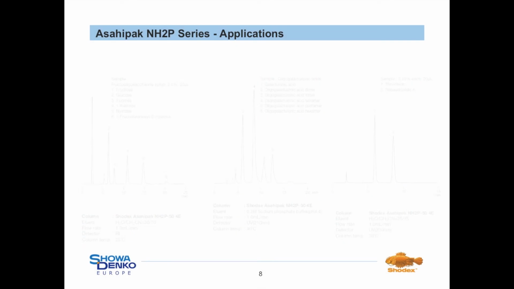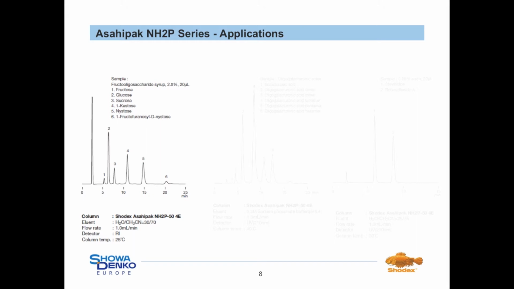The NH2P series can be used for the separation of a variety of different saccharides which are ingredients in food and beverages. On the left side, you can see a chromatogram showing all saccharides in fructo-oligosaccharide syrup. Thereby, a nice baseline separation could be achieved between all sugars.